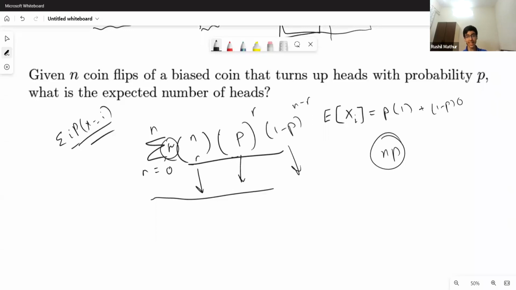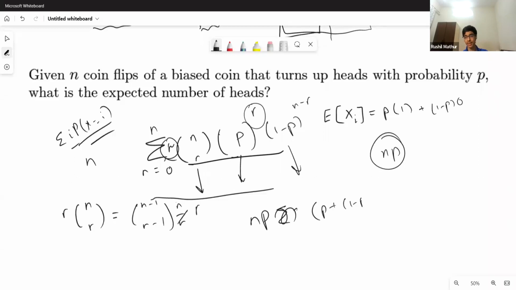Even calculating this is not too hard, to be honest, because what you can do is this very smart thing of rewriting n choose r as n minus 1 choose r minus 1 into n by r. And now this r cancels, and this n is constant, so you can take it outside. What you're left with is kind of like a binomial expansion, except there's one p extra. So you take that also outside, and you'll get the binomial expansion of p plus 1 minus p raised to n minus 1, and this will become 1. So you'll get np. Or you could be smart and get it in 5-10 seconds. Your choice.